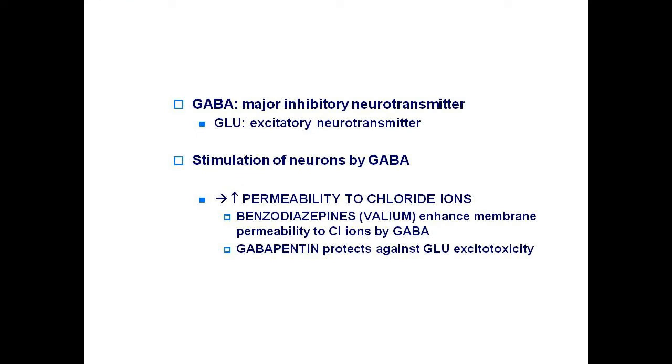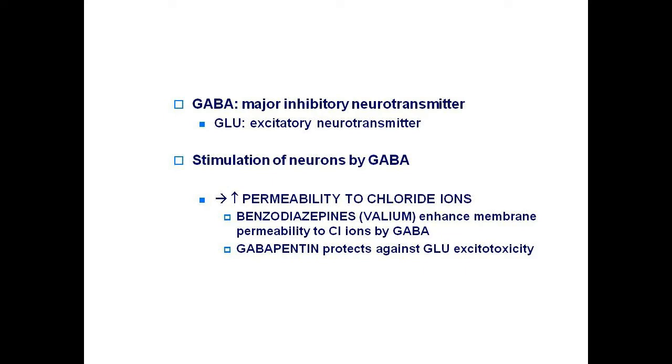So GABA is a major inhibitory neurotransmitter, and glutamate is an excitatory neurotransmitter. So inhibition of neurons by GABA is primarily mediated by enhancing permeability to chloride ions. For example, drugs like benzodiazepines or Valium enhance the membrane permeability to chloride ions by GABA.